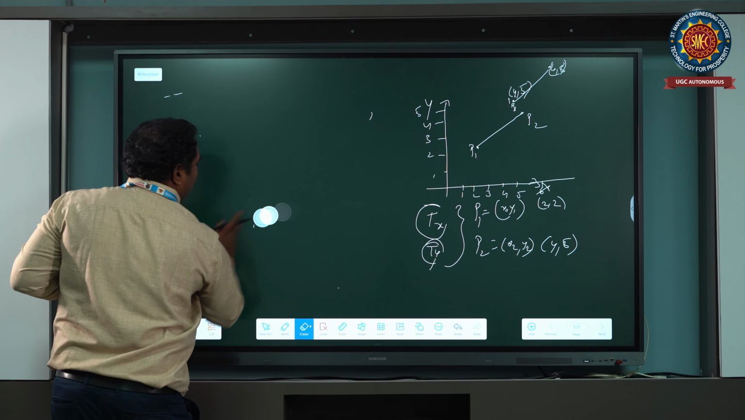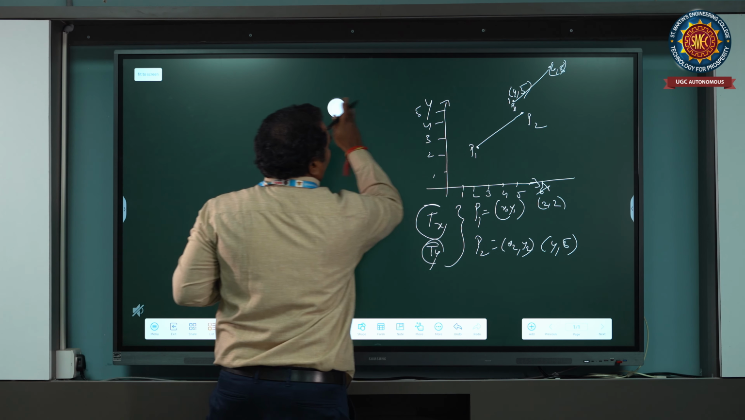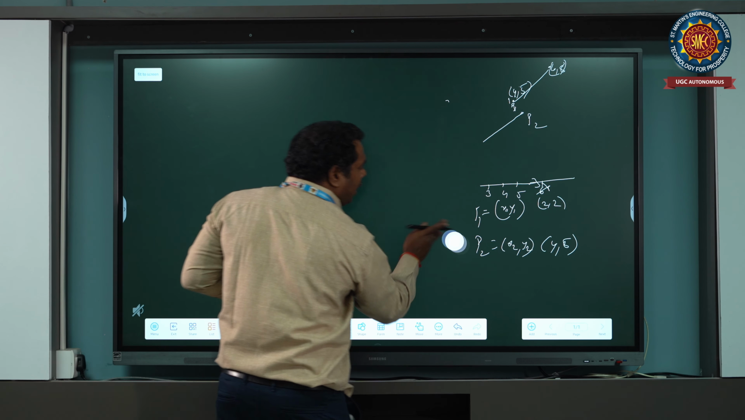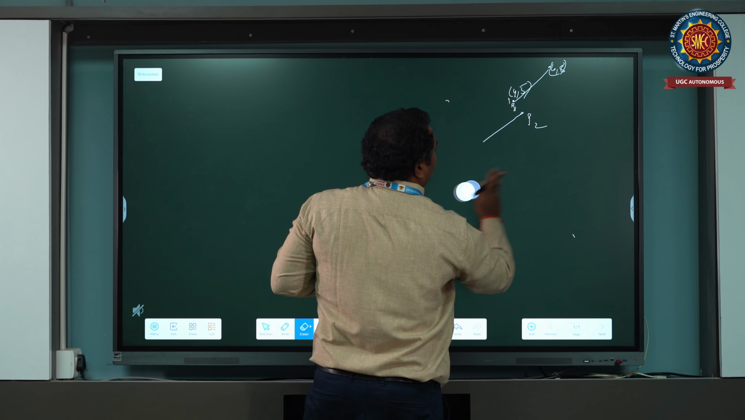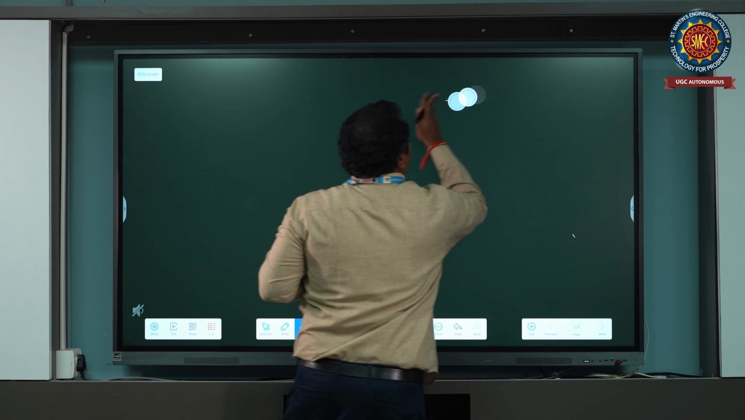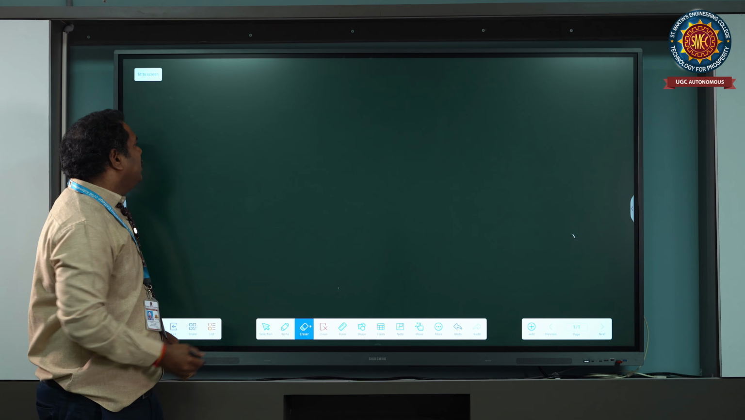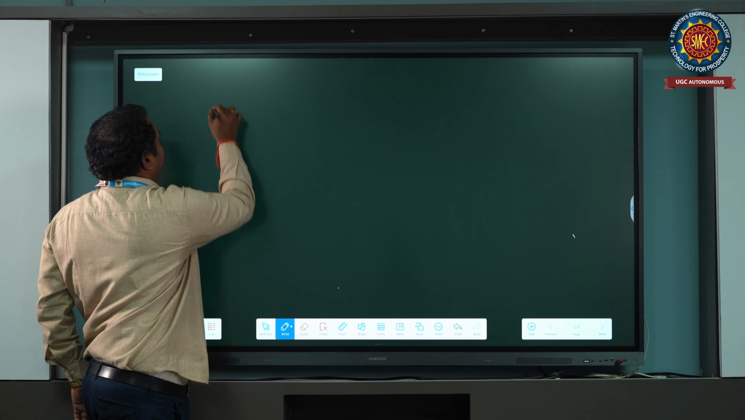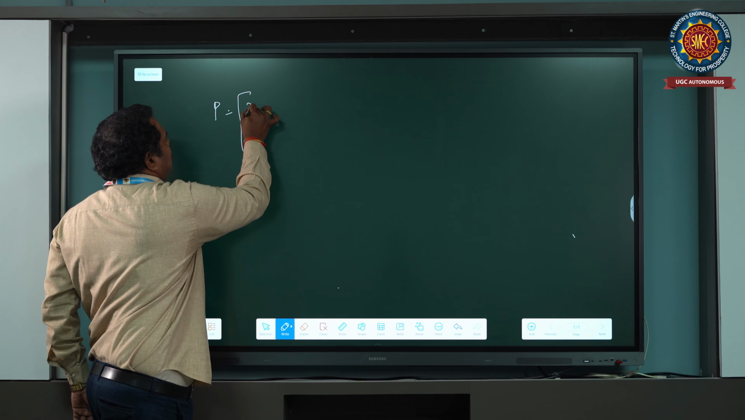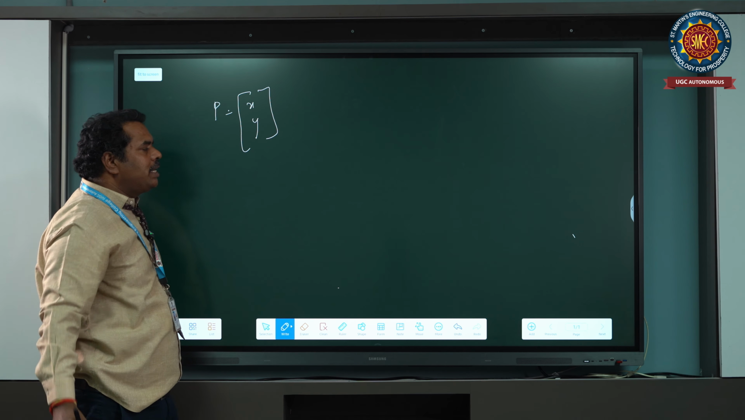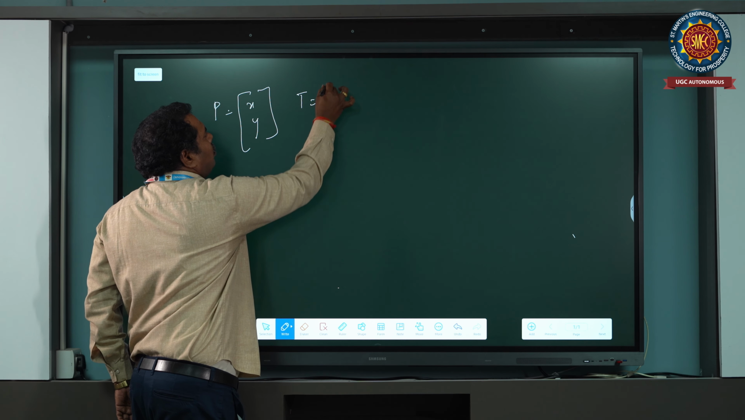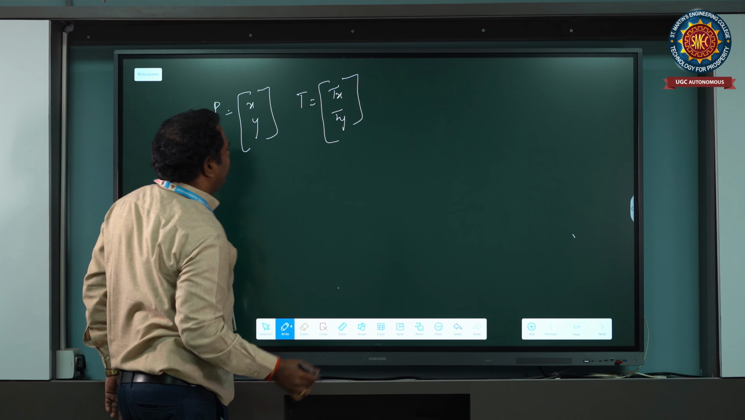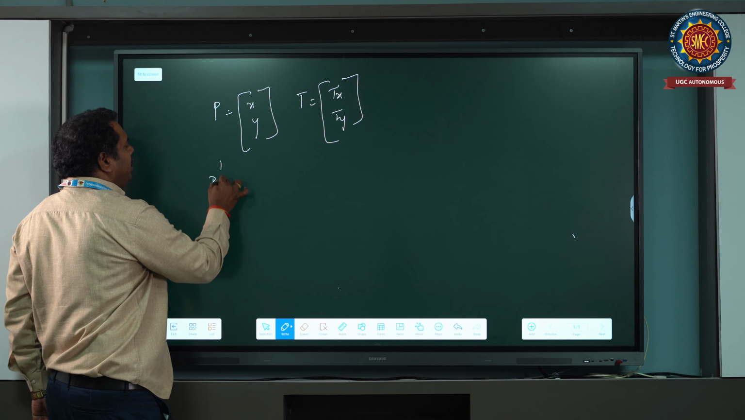Here I already told you about translation. Translation depends only upon the translation distance. Either you are giving the translation distance in the x direction, or you are giving the translation distance in the y direction only. Here we are giving the matrix format of P. Initially you are taking P, it will contain x and y values. Then T equal to tx and ty.